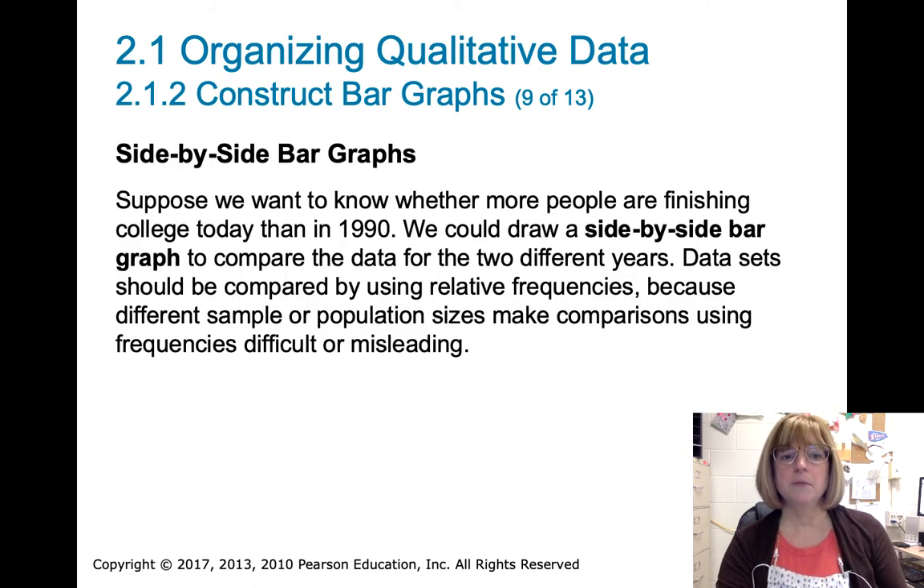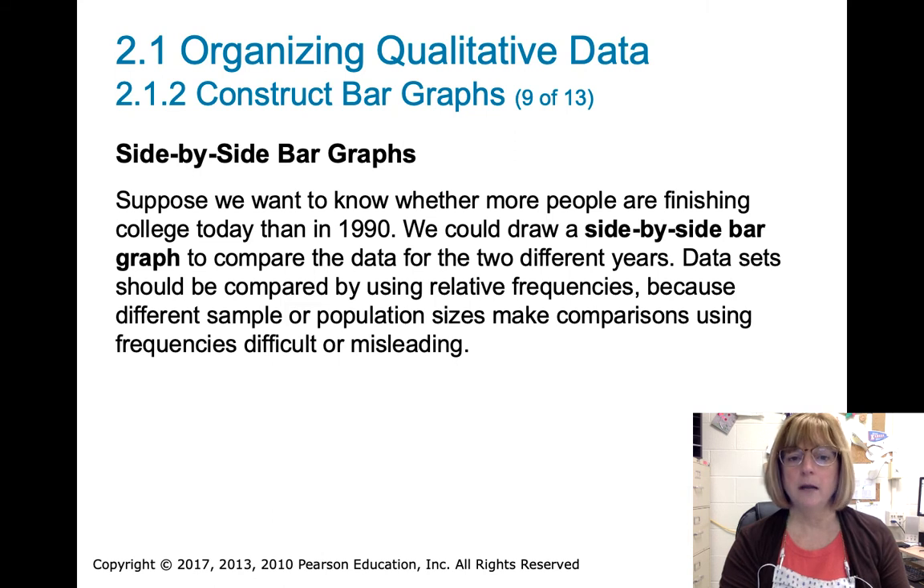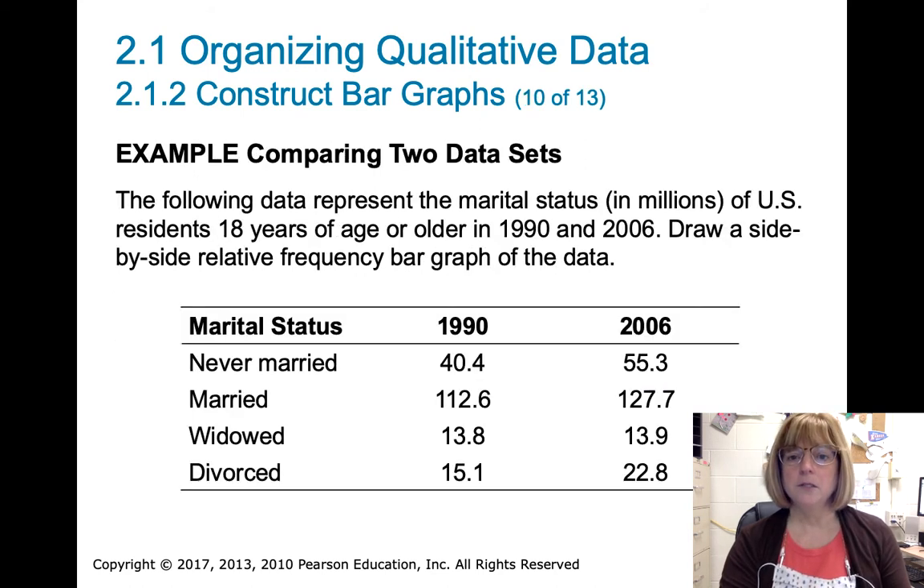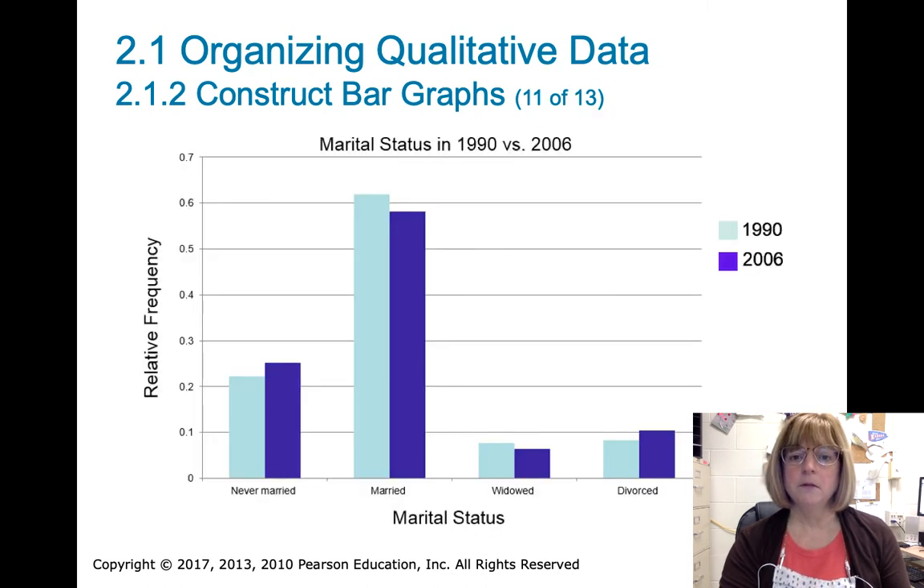You can also do side-by-side bar graphs, and that's good when we're trying to compare time data. So in the next example, we'll see data from 1990 and data from a later year. And drawing a side-by-side bar graph makes comparisons very easy. So here's our data, and you can see by comparing the data that in 1990, the numbers were smaller by a lot in some cases, by a little bit in others, but that's much easier to see when you have it on a bar graph.